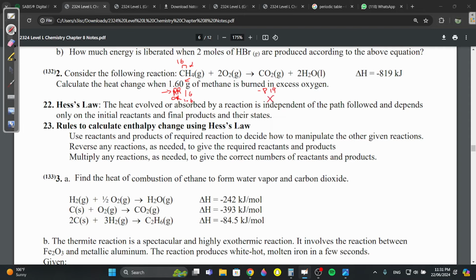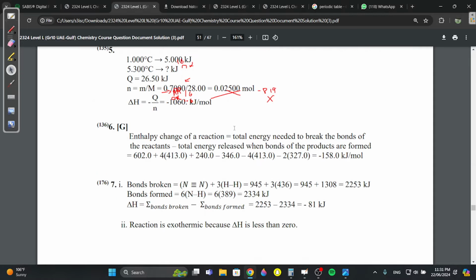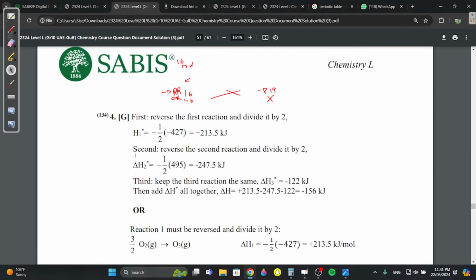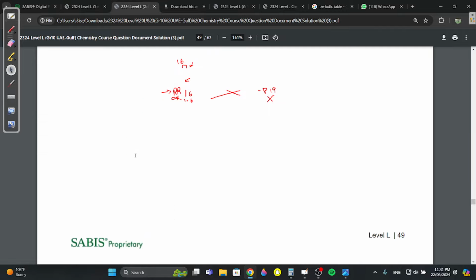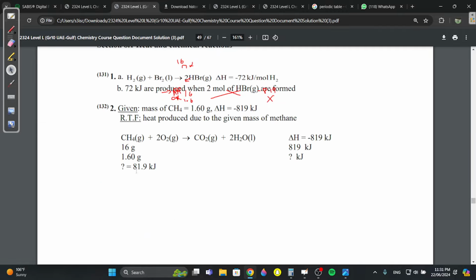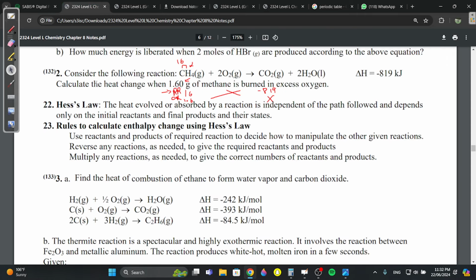How much would we have? It would be X. Cross multiply and you should get negative 81.9. I don't know whether you keep it positive. Let me see. It would be 81.9, because they said heat change. For heat change, you just keep it positive.